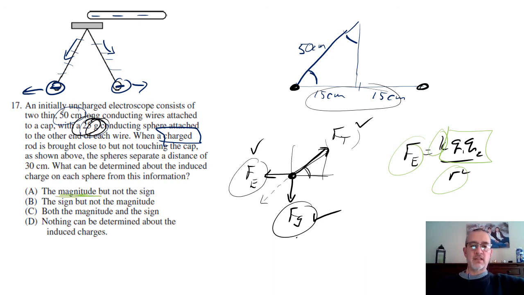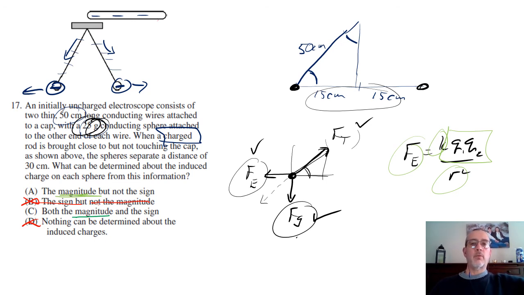This one says not the magnitude, so B is clearly wrong because I can figure out the magnitude. C says both the magnitude and the sign. Well, I can figure out the magnitude so far. And D says nothing can be determined about the induced charge. That's not true because I already said I can figure out the magnitude. Now the question is, can I figure out the sign?